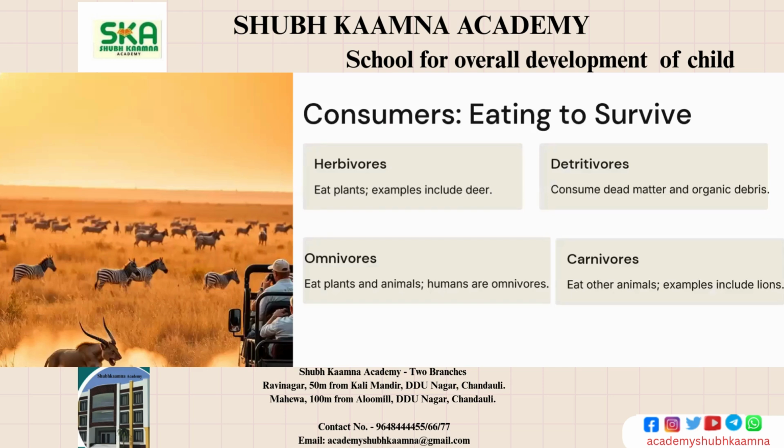Next, we have consumers, organisms that can't make their own food, so they eat other things. First, herbivores eat plants, for example, animals like deer. Second one is carnivores, which eat other animals, for example, a lion. Third one is omnivores, which eat both plants and animals, like humans. Fourth one is detritivores, which feed on dead matter and help clean up the ecosystem.